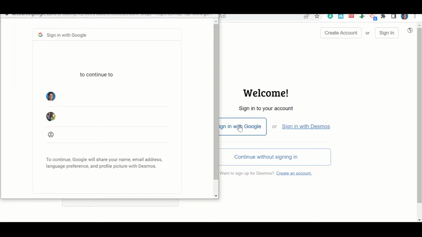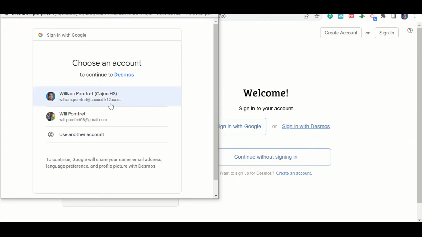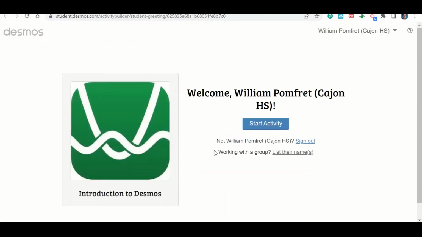And it's going to pop up with our email accounts. You're going to click on your school email account, and it should already have you logged in because you should have already been logged in using Google Classroom. From there, I'm just going to click Start the Activity, and it will take me into the assignment and allow me to begin. So that's how you will log in to Desmos using Google.